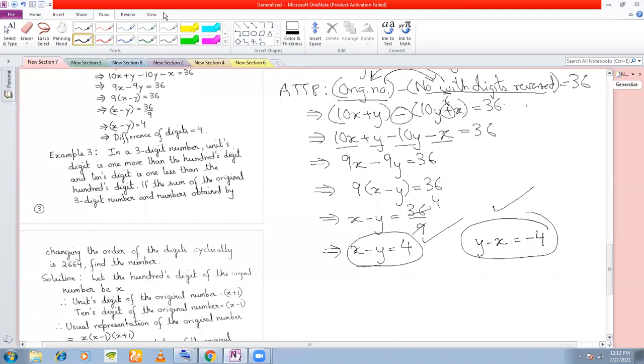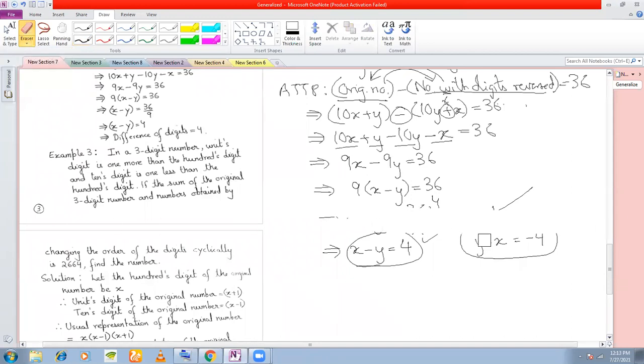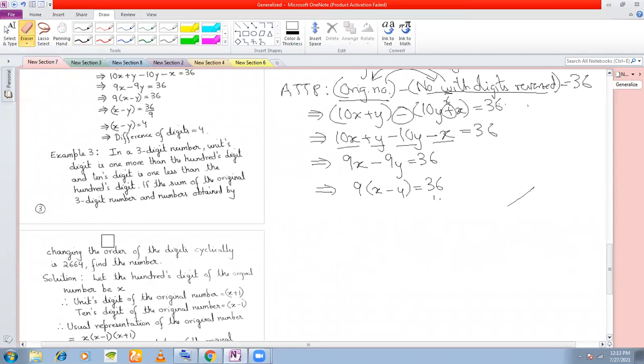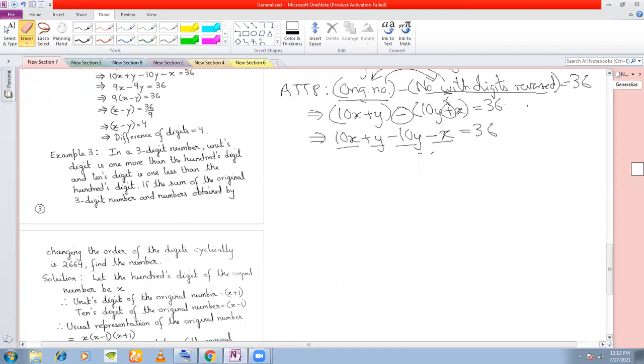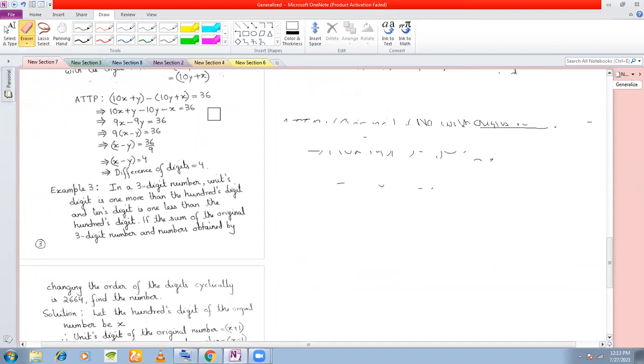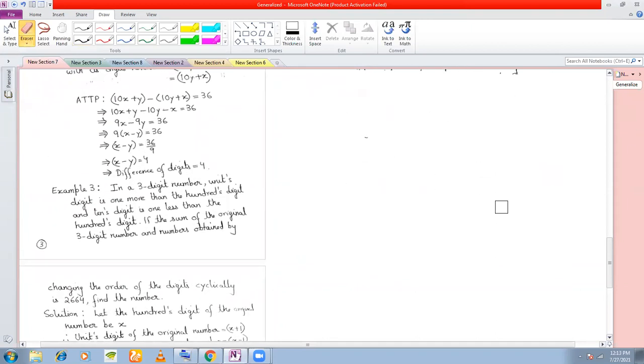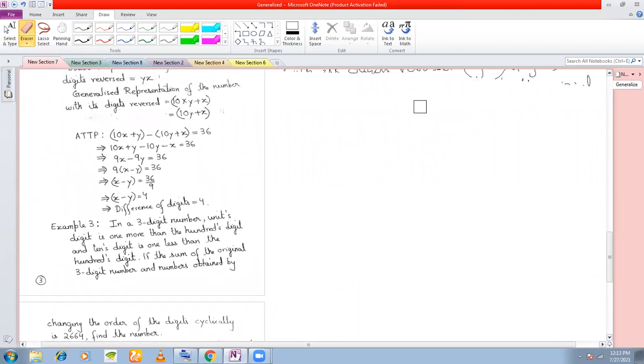Yes, sir, it's clear. Okay, so if this is clear, then we can move on to the next problem. The next problem is a little long, and this will require a little bit of explanation first before proceeding with the actual problem.